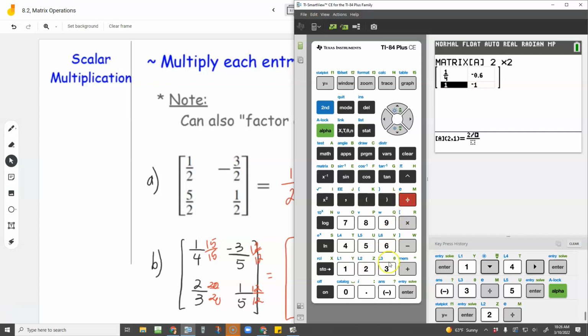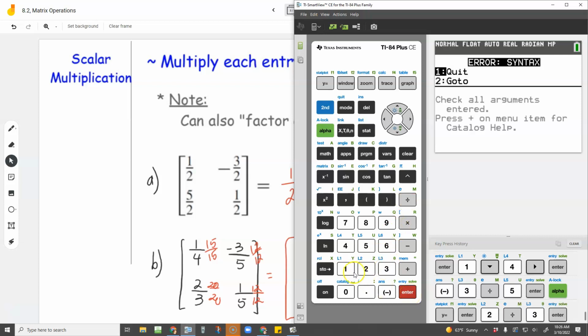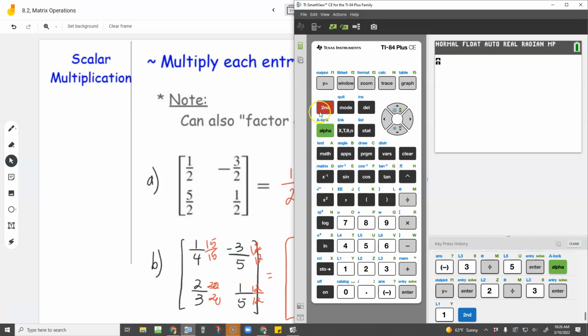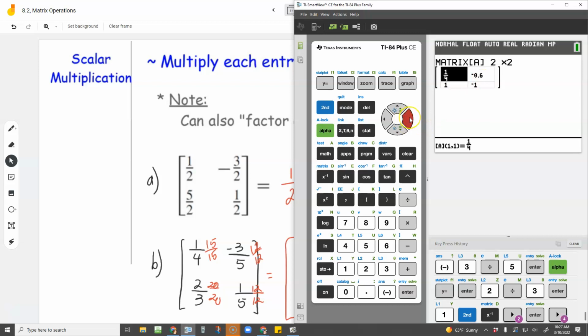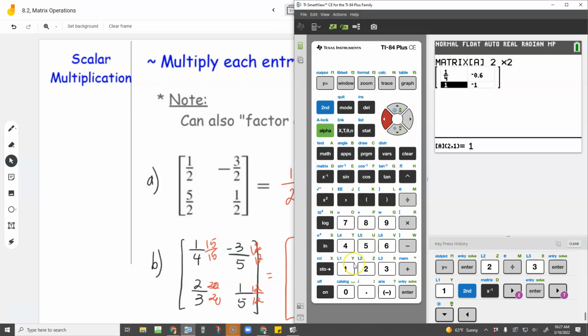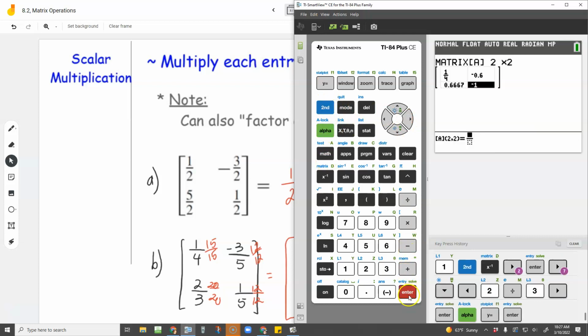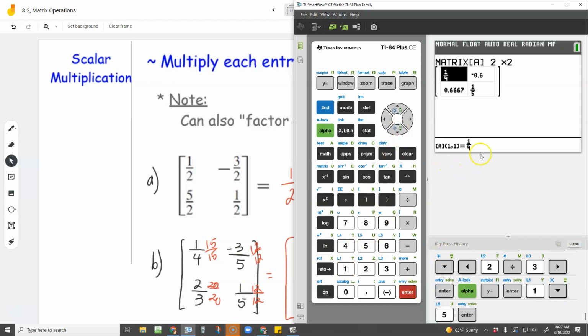We could do 2 divided by 3. Remember you have to go to edit, and then we have to make it a different size. I was trying to do alpha y equals, and I didn't do it right. There we go, and got it. Which is negative 0.6.